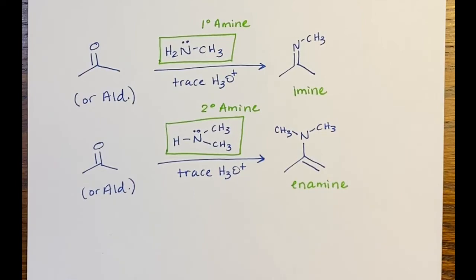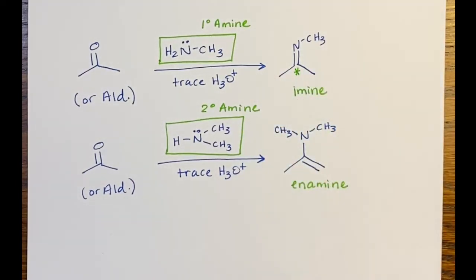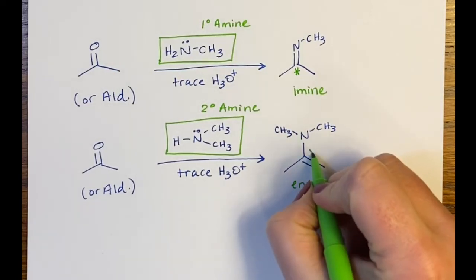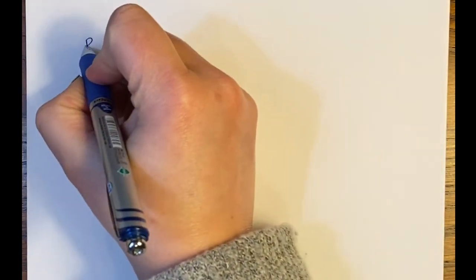Remember that in the imine, all of the chemistry happens at that carbon right there. And remember, for the enamine, all of the chemistry that's going to happen is going to happen at that carbon. You should be able to understand why we see this difference in reactivity between primary amines and secondary amines as you work through understanding the mechanisms for these reactions. Before we get into the mechanism of this reaction, I want to mention the pH.